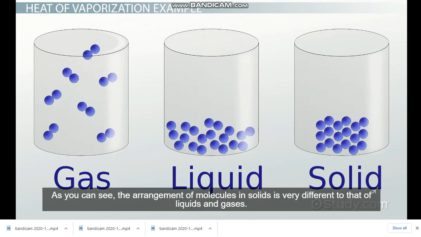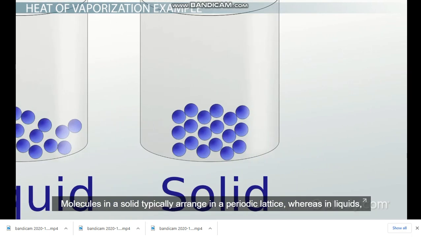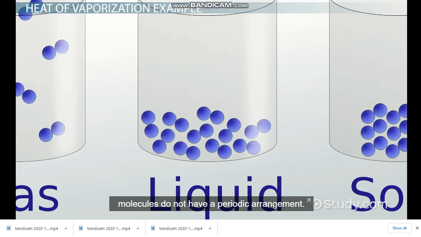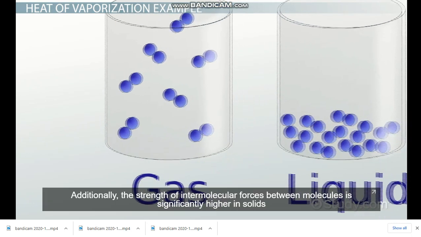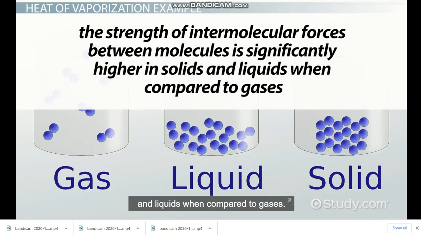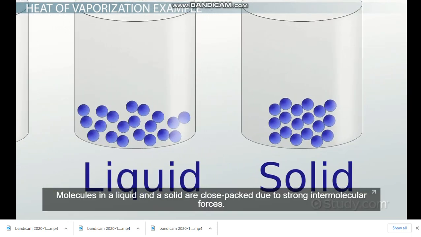As you can see, the arrangement of molecules in solids is very different to that of liquids and gases. Molecules in a solid typically arrange in a periodic lattice, whereas in liquids, molecules do not have a periodic arrangement. Molecules in a gaseous substance move constantly, making the position hard to track. Additionally, the strength of intermolecular forces between molecules is significantly higher in solids and liquids when compared to gases. Molecules in a liquid and a solid are close packed due to strong intermolecular forces.